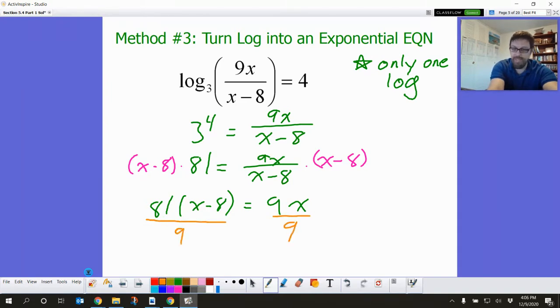I'm going to divide both sides by 9 just to make my life easier. So then I have 9 times x minus 8 equals x. So I've technically solved for x, but there's an x on the other side. So I've got a little more work to do.